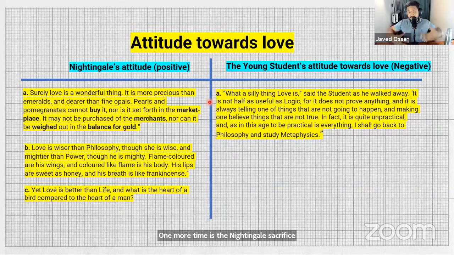No, right? In the ending, after the red rose was rejected, and because the young student criticizes love, he throws away the red rose. In the ending of the prose, the young student throws away the red rose. That is a good example that proves that the Nightingale's sacrifice was useless. In the end, the Nightingale's sacrifice is useless, right?